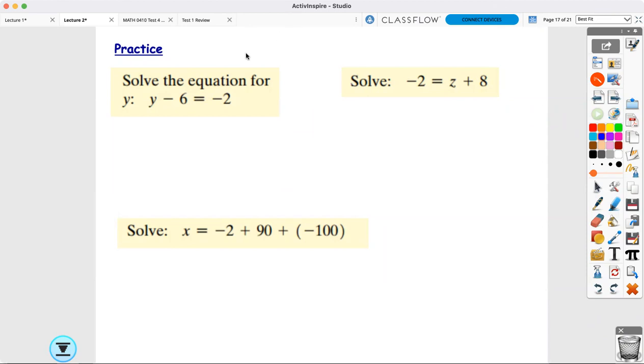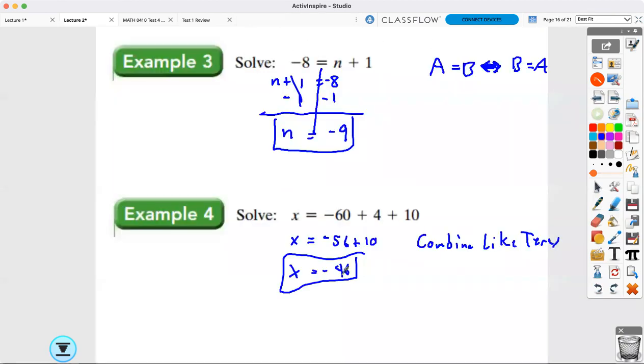Oh, 1 second. I'm gonna stop the timer. I had a question sent to me. So the question was, how did I get negative 46? I just combined the like terms. So I combined negative 60 and positive 4.